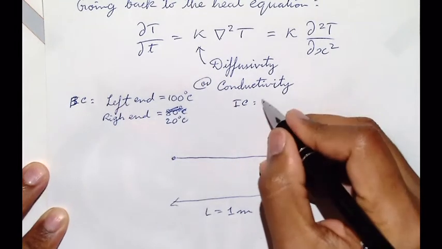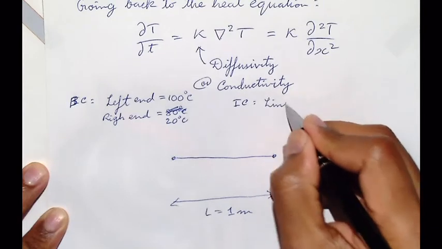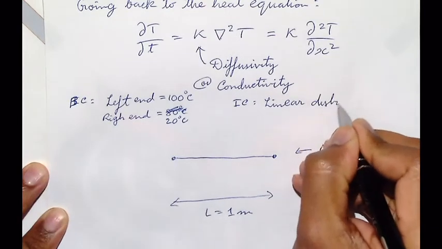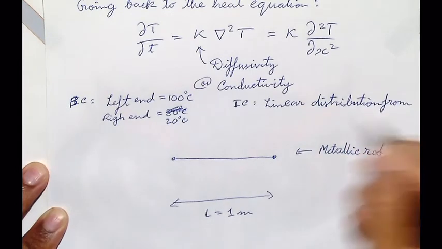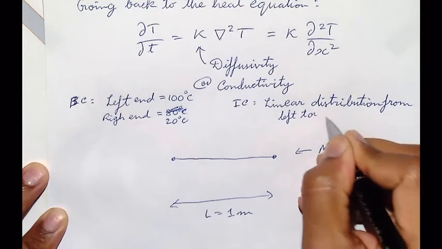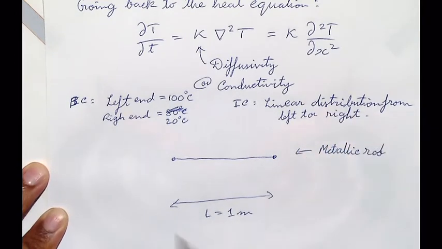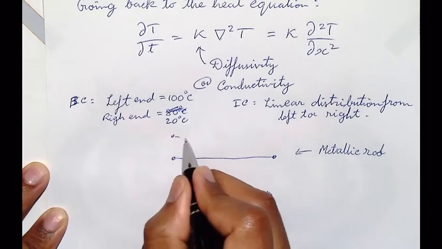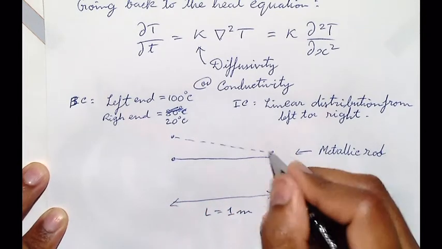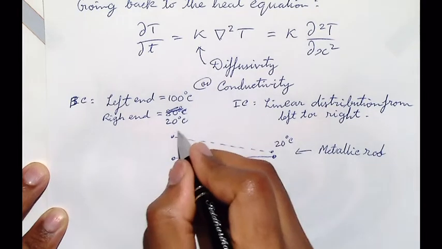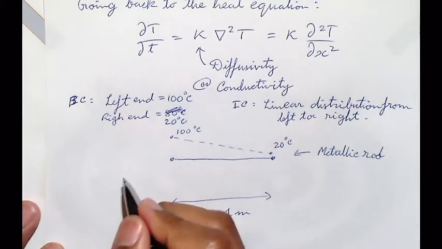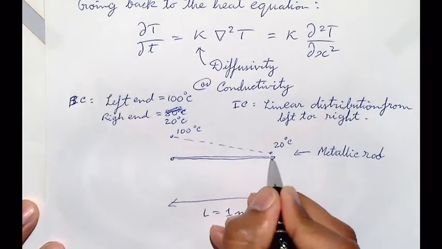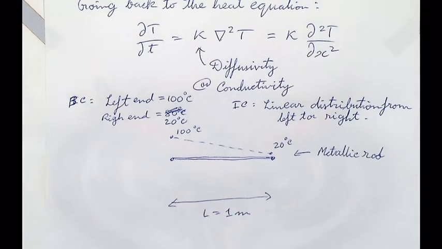The initial condition might be a linear distribution from left to right. So at time equals 0 the temperature would look something like this. This would be at 20 degrees and this would be at 100 degrees. Make our rod a bit bigger. All right, perfect. So what is the first thing we need to do if we want to solve this numerically?